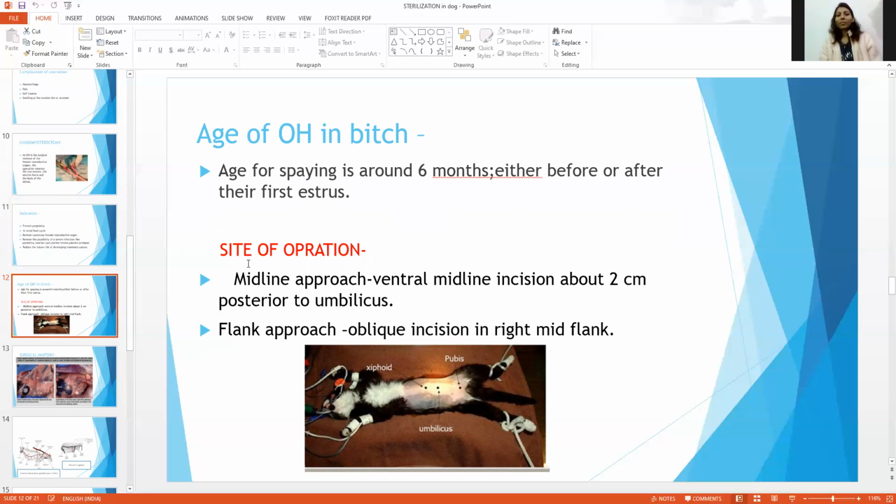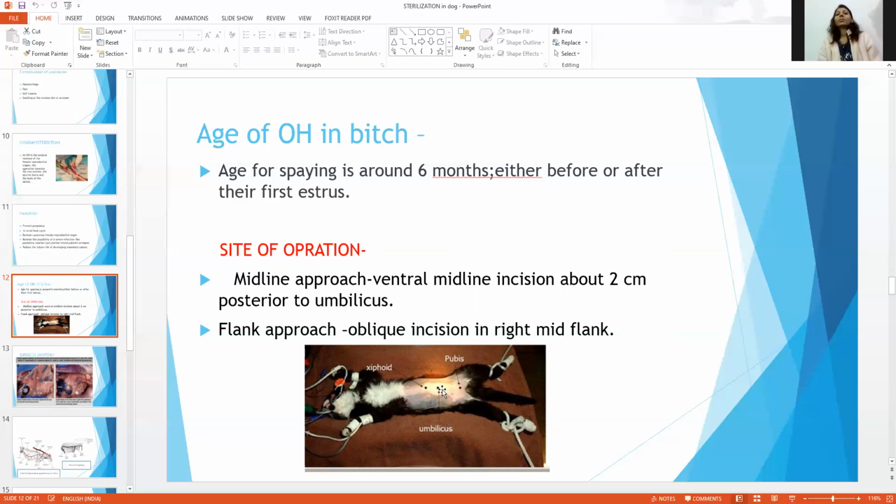And this is the site of operation. The site of operation is a midline approach, 2 centimeter posterior to the umbilicus. This is the umbilicus. Just 2 centimeter posterior to the umbilicus is the best site for the midline approach.